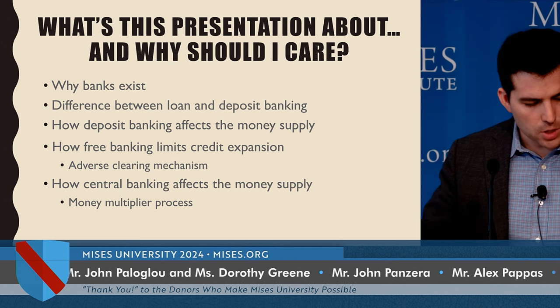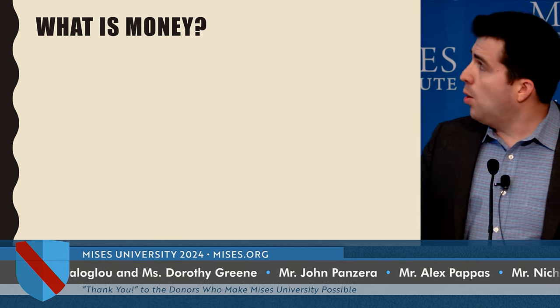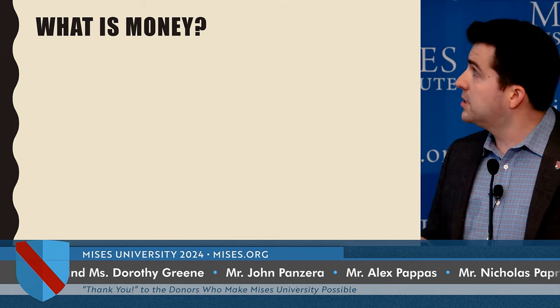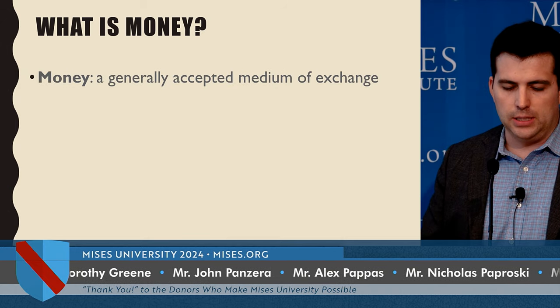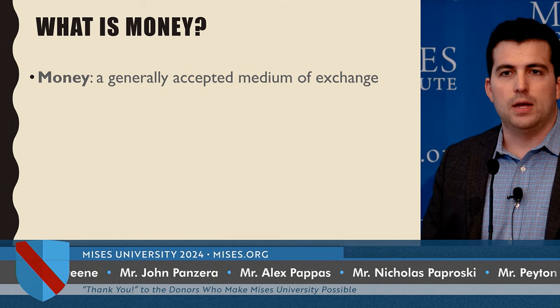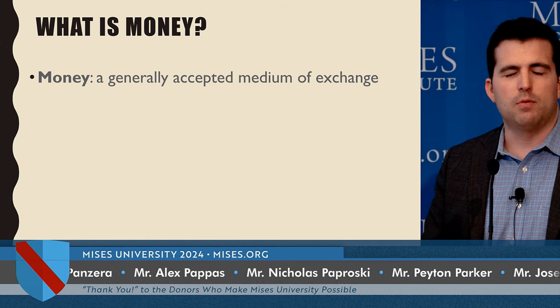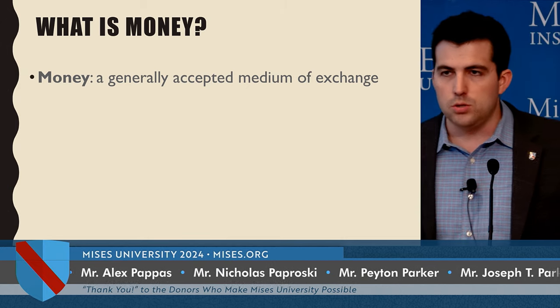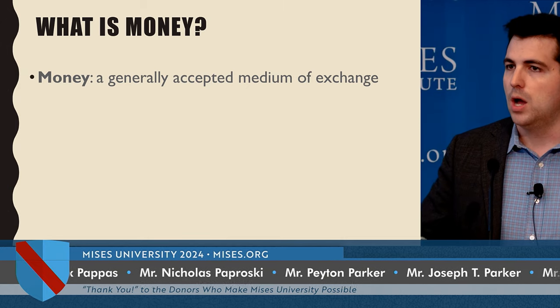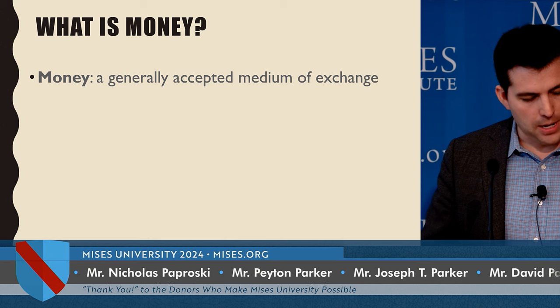All right, so what is money? Well, we just had a great talk on this. Money is a generally accepted medium of exchange. It's the open sesame to buying goods. If we want to go to the grocery store, we use money. If we want to earn income, we work for money, and so on.